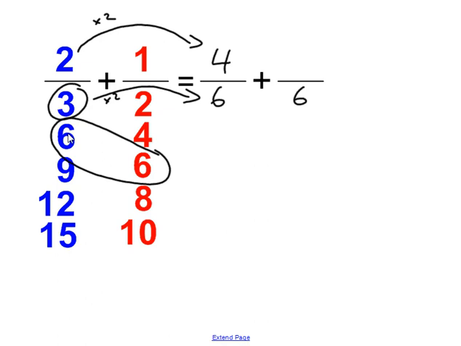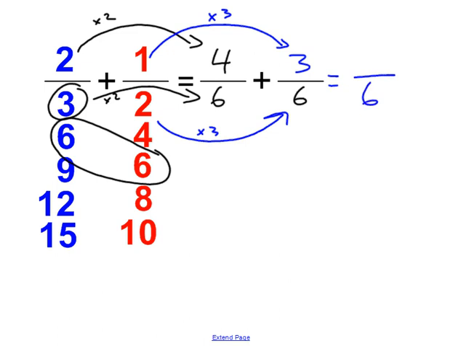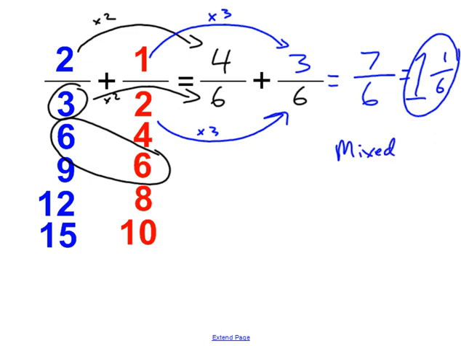Using another color here, I'll do the number 2. To make 2 into 6, I have to multiply that by 3. Whatever I do to the bottom, I must do to the top. 1 times 3 is 3. And now I can add these up nice and easily. The bottom number never changes, but the top numbers I can add up, and that gives me 7 over 6. How many times does 6 go into 7? Well, once, so I get a whole out of that, and I'm left with 1/6 as a fraction left over. So 1 and 1/6. When it is written like this, it is called a mixed fraction.